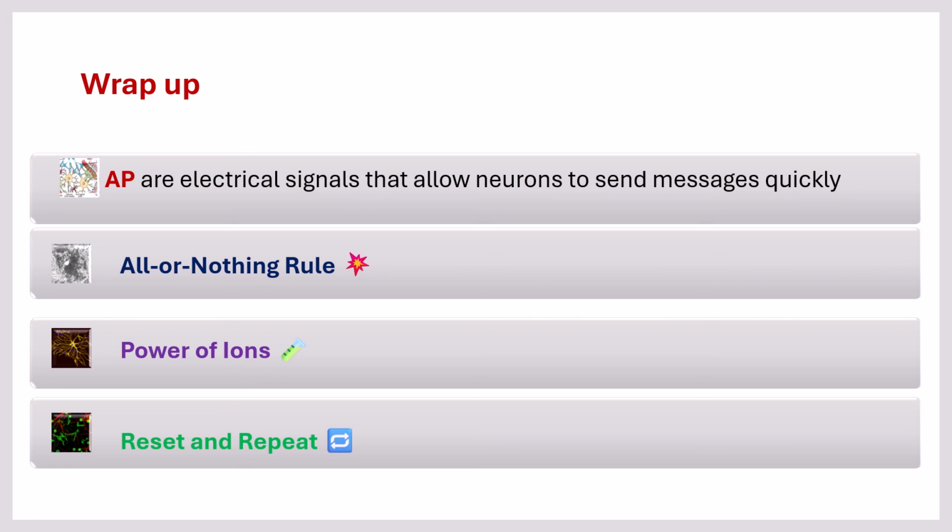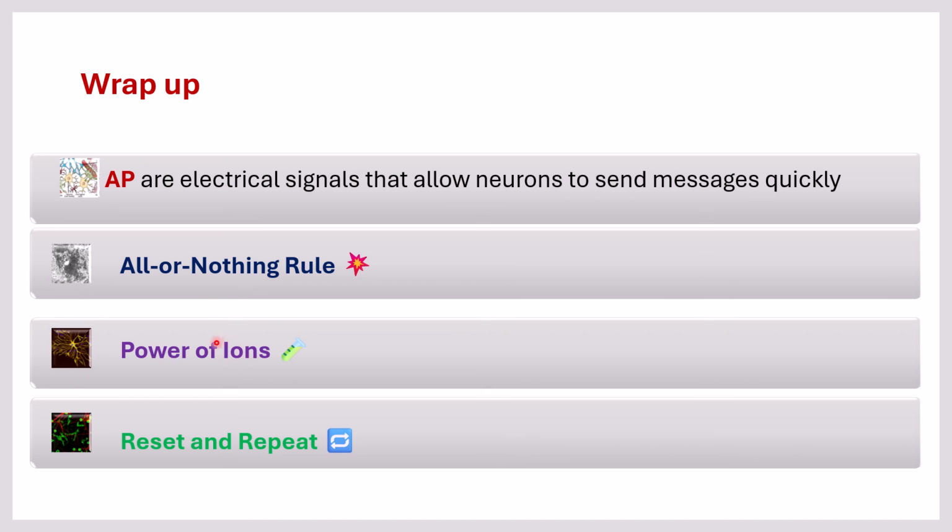Action potentials are electrical signals that allow neurons to send messages quickly and efficiently. Also, there is the all or nothing rule. No half measures for neurons. Neurons operate on an all or none basis. Once the threshold is reached, an action potential fires completely. If not, it doesn't fire at all. This ensures consistent signal transmission without loss of strength.